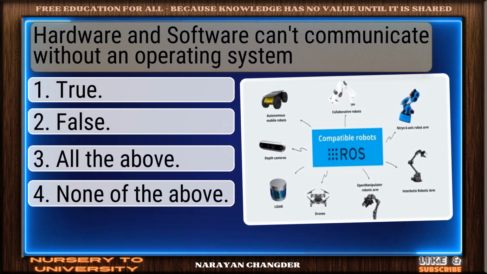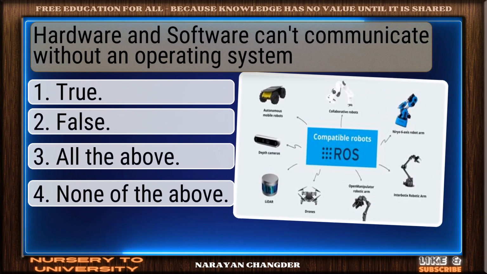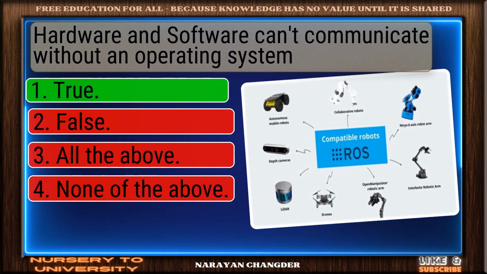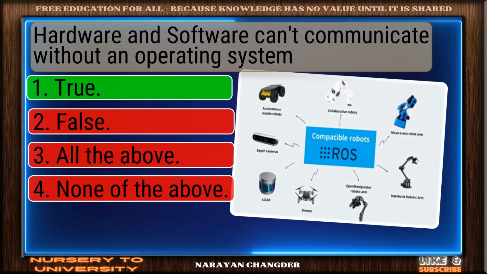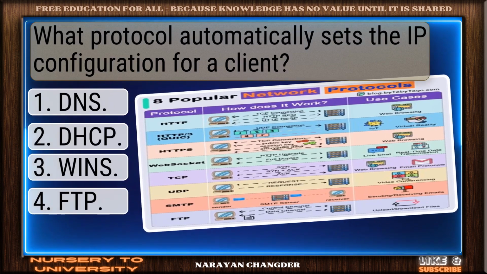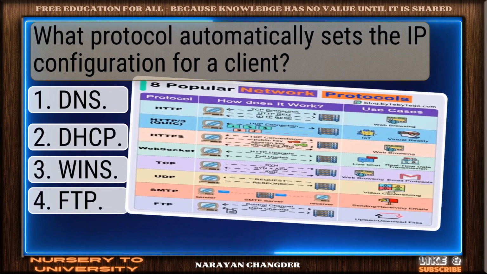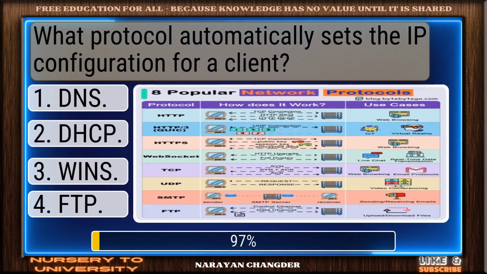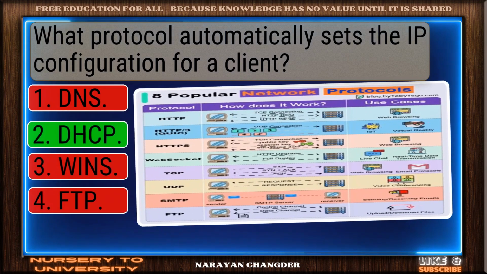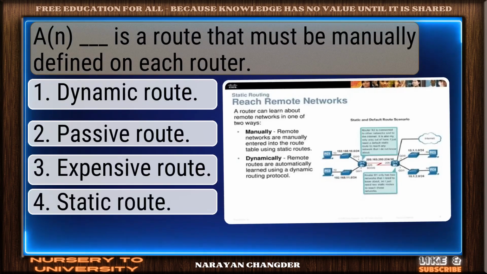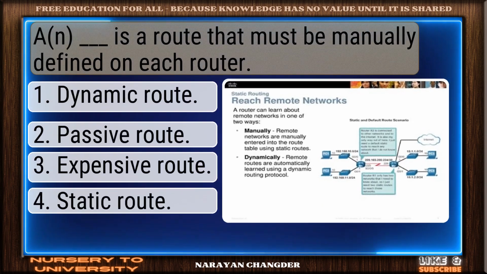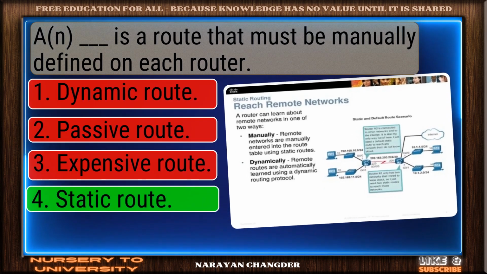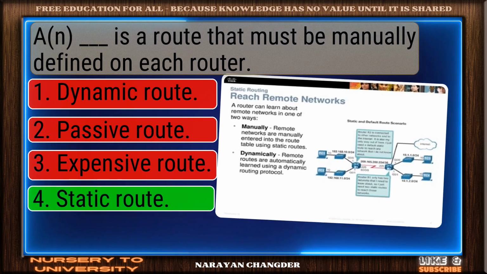Hardware and software can't communicate without an operating system. Solid response. True is a valid choice. What protocol automatically sets the IP configuration for a client? Excellent choice. DHCP is the right answer. A dash is a route that must be manually defined on each router. Excellent. Static route is a brilliant choice.